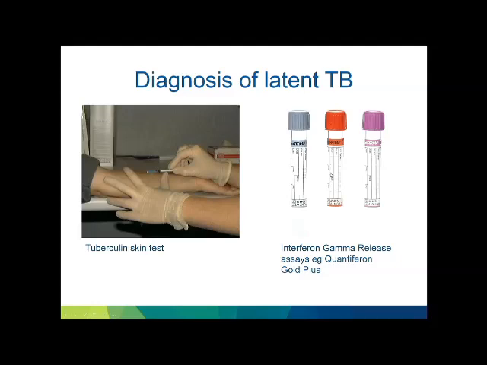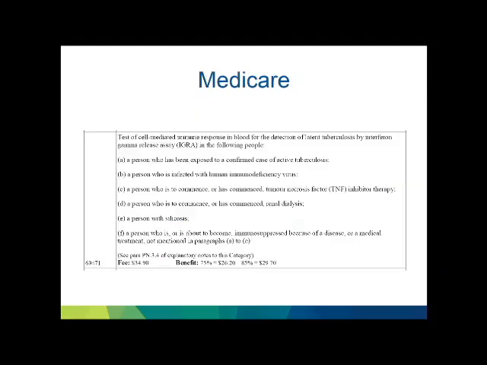The QuantiFERON test is somewhat the new kid on the block, although it's been around for quite a while now. And the big advantage of the QuantiFERON test is, A, it's a single blood test as opposed to a two-step test with a tuberculin skin test. But perhaps more importantly, the specificity is better, because if you've been vaccinated with BCG, particularly in the 10 to 15 years preceding, the tuberculin skin test can be falsely positive, where the QuantiFERON test is not affected by previous BCG. And NTAC also has a position statement on the use of interferon gamma release assays.